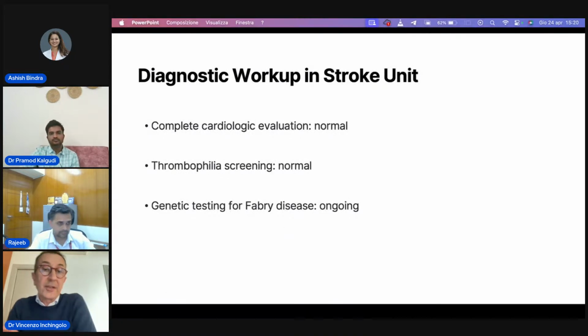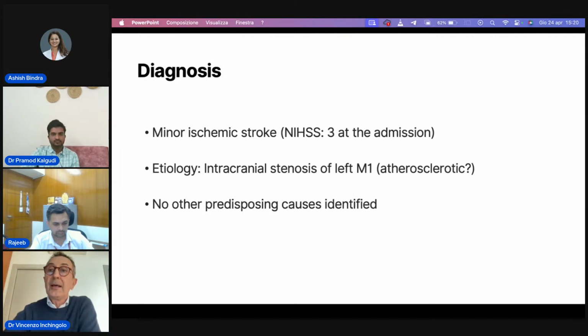The diagnostic workup in stroke unit also included a complete cardiologic evaluation that was normal, thrombophilia screening, also normal, and genetic test for Fabry disease, also normal. So the diagnosis was minor stroke with the NIH stroke scale 3 at admission. Etiology is clear, intracranial stenosis of left M1, atherosclerotic, but I don't know if atherosclerotic or of other origin. But we have no other predisposing causes identified.